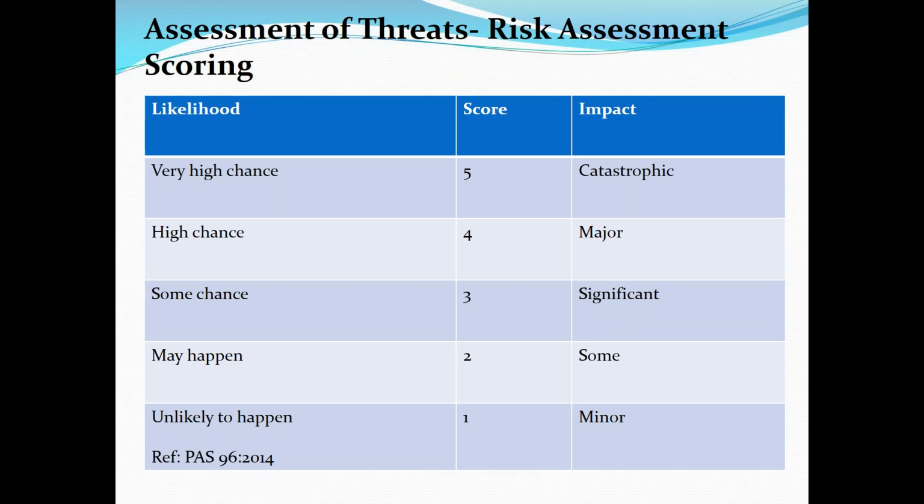Here I have given some kind of scoring, if you want to make use of it. I'm not saying it's a requirement, but you can do so if you want. Common sense approach: likelihood is categorized into very high chance, some chance, may happen, unlikely to happen. This has been taken from a publicly available standard. So you give a score of 5 for very high chance of occurrence, 4 for high chance, and so on.